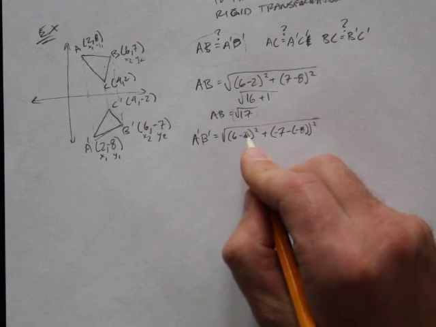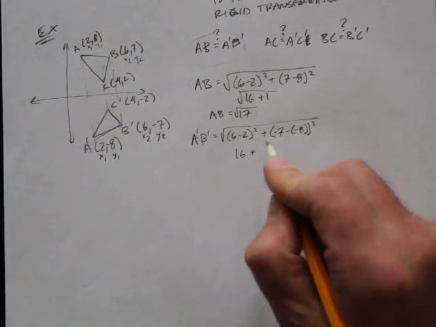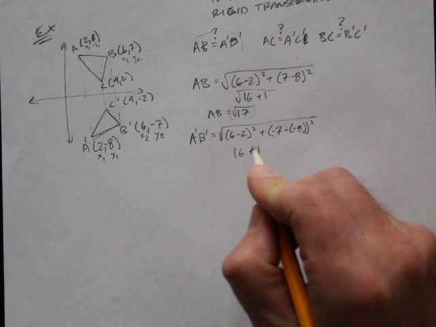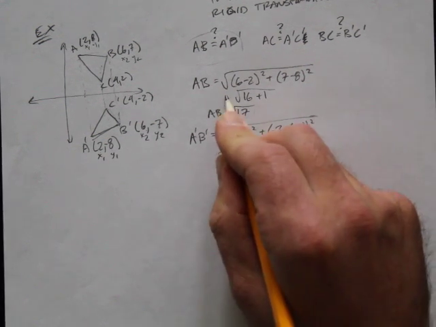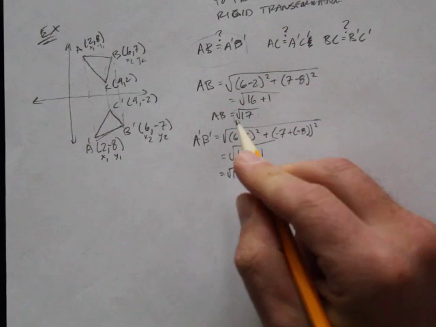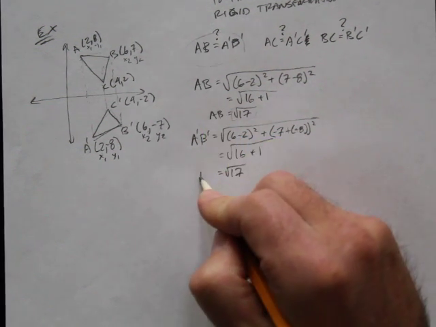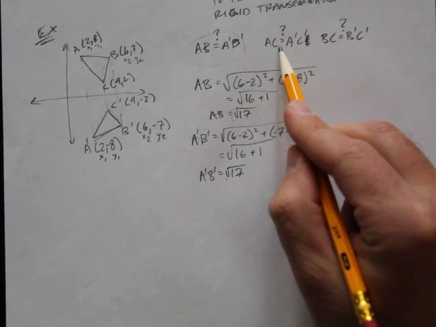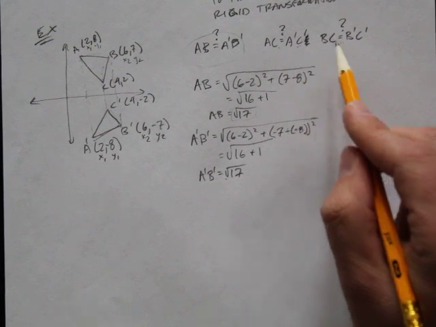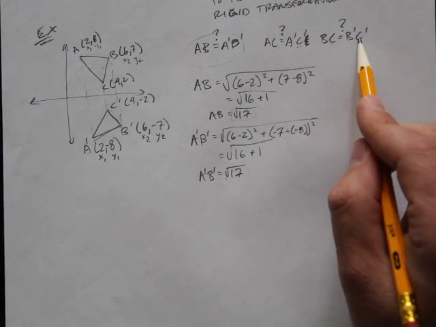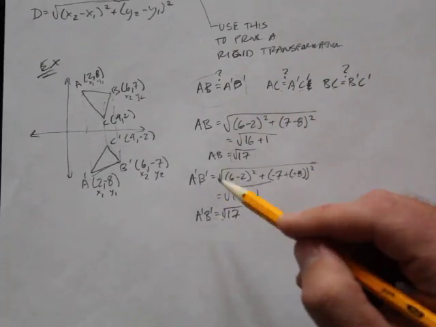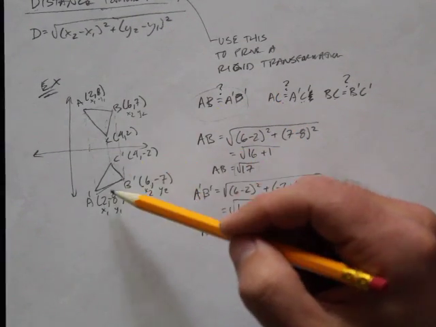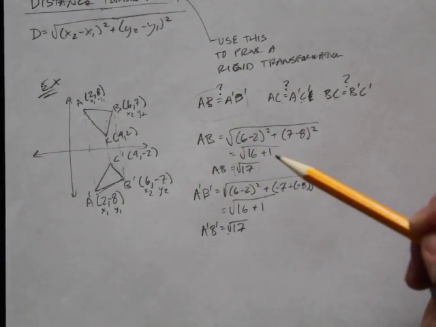6 minus 2 is 4. 4 squared is 16. Plus negative 7 plus 8 is going to give me a positive 1. Positive 1 squared is 1. So I get the square root of 17. So yes, AB is the same distance as A prime, B prime. Now I need to do that for AC and A prime, C prime, and for BC and B prime, C prime. And so that's how you would go about proving that this was a rigid transformation.